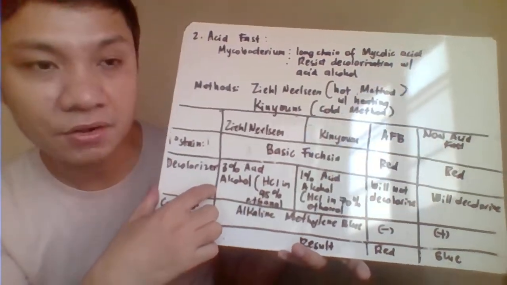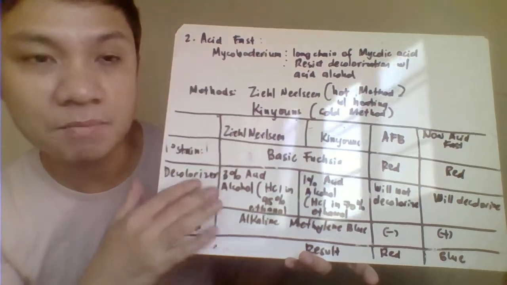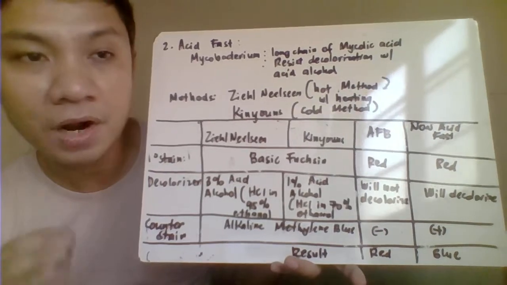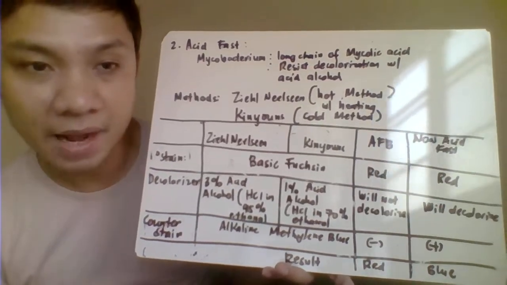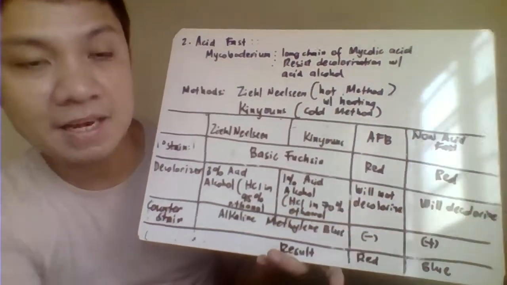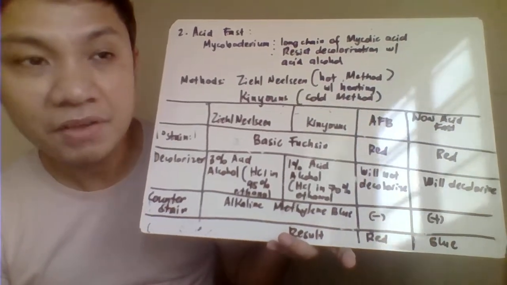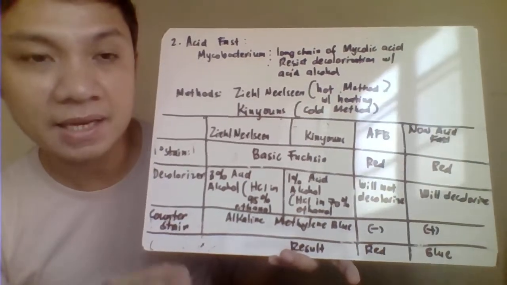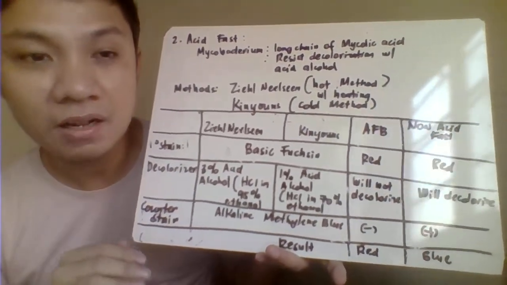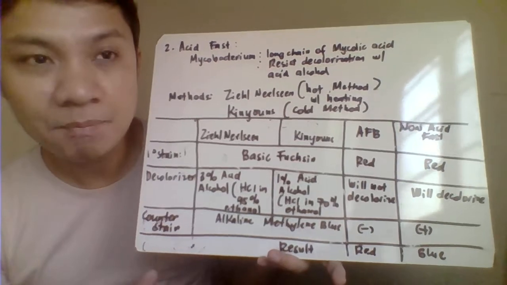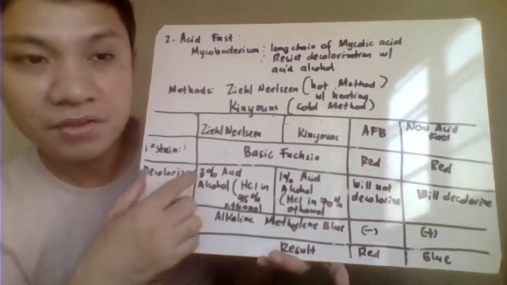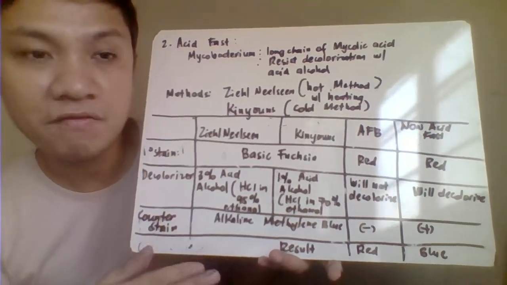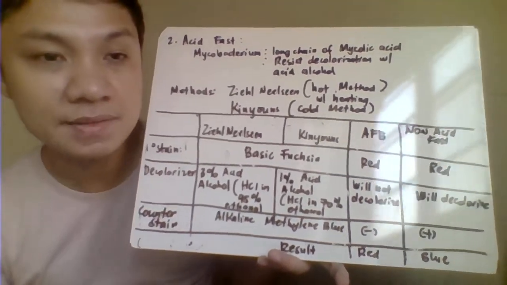If you add your decolorizer, again this time 0.5 to 1% sulfuric acid, Nocardia will not decolorize. How about ordinary bacteria? Even if you use a weak acid of 0.5 to 1%, ordinary bacteria, not Nocardia, will still be decolorized. So again, ordinary bacteria, even if you use a strong acid, acid alcohol, or weak acid of 0.5 to 1% sulfuric acid, will be decolorized.